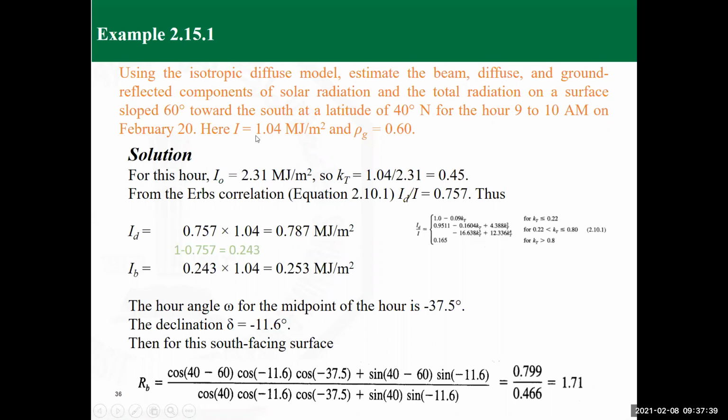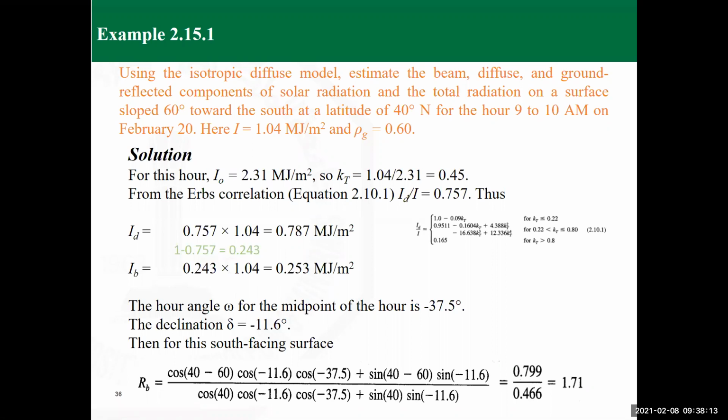So the radiation is 1.04. The diffuse component is 0.757 of this, which is calculated here as 0.787 megajoule per meter square. The beam radiation can be either 1.04 minus 0.787, or 1 minus the fraction 0.757 multiplied by the 1.04. You get this value here. So now we can get the hourly diffuse and beam components of this radiation.